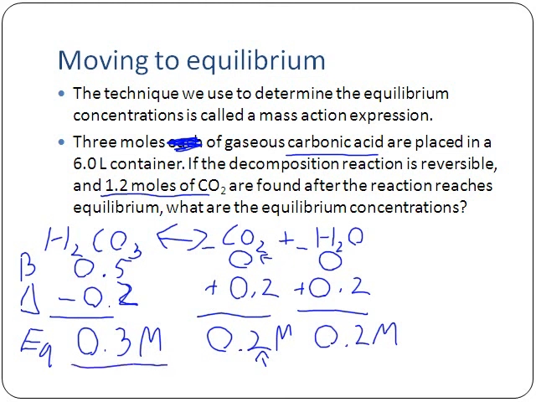I have 0.3 molar carbonic acid, 0.2 molar carbon dioxide, and 0.2 molar water. Those are the concentrations I have of each one of these at equilibrium. If I wanted to find KEQ, I can now do that because I now know all my equilibrium concentrations. That's basically how you're going to set up one of these moving-to-equilibrium type problems.